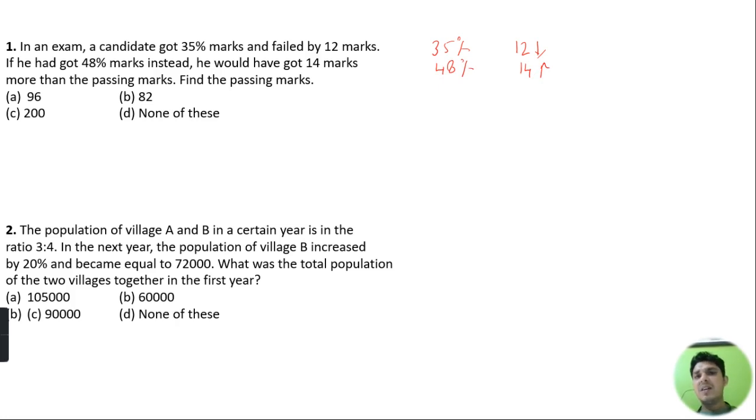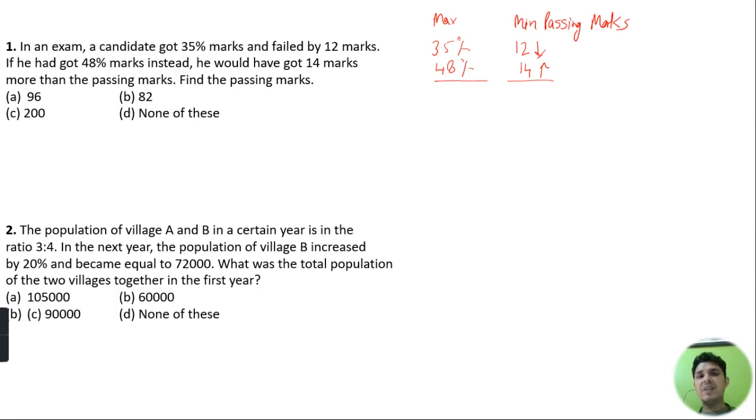Find the passing marks. Students, see here there are two kinds of marks. The first is maximum marks and the second one is minimum passing marks, right? If a person is getting 35% marks, he is getting 12 marks less than the minimum passing marks, and if he is getting 48% marks, then he is getting 14 marks more than the minimum passing marks, right? So students, find out the difference. What is the difference between the percentages and what is the difference between the marks?